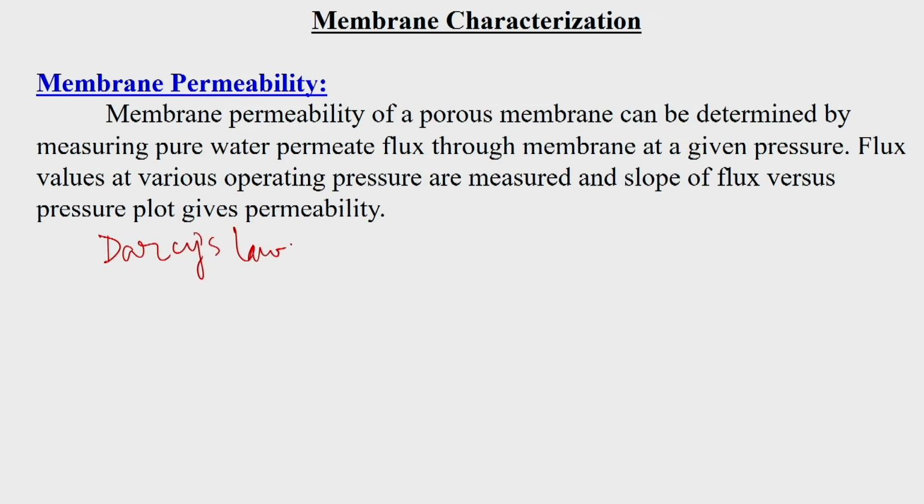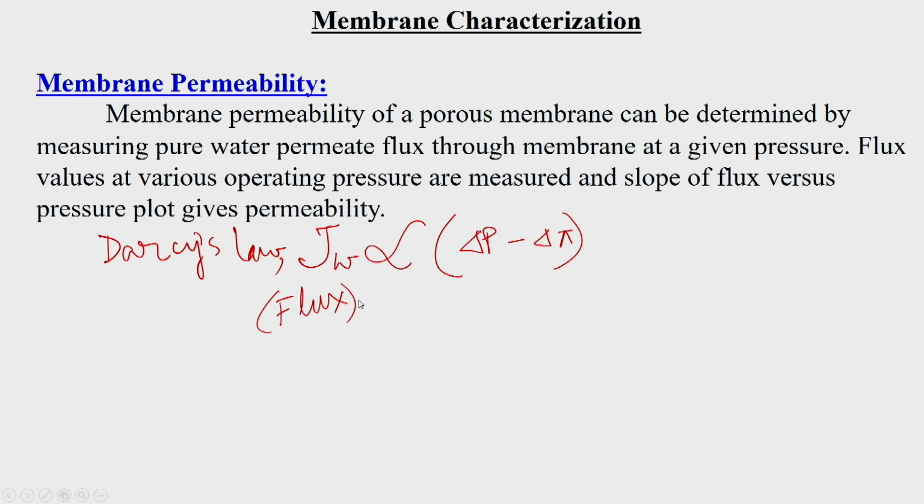By Darcy's law, JW, that is the water flux, is proportional to the driving force, delta P minus delta pi. This is the volumetric flux, whatever permeate comes out through the membrane. Delta P is the pressure gradient, and delta pi is the osmotic pressure.